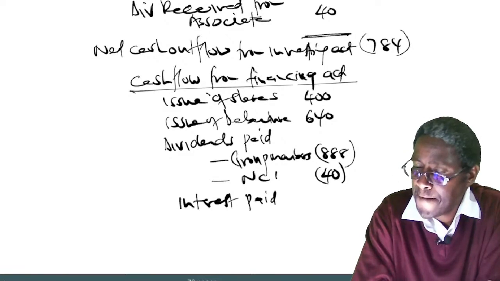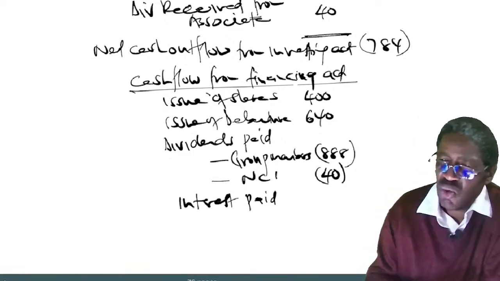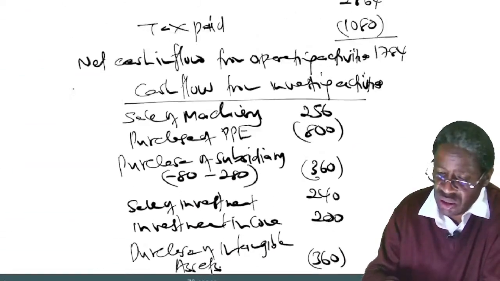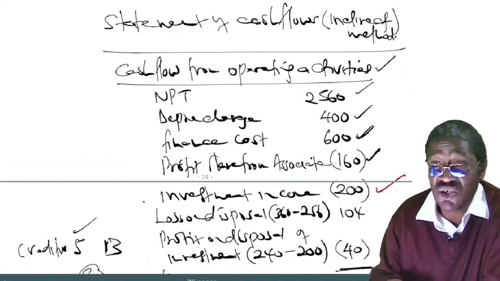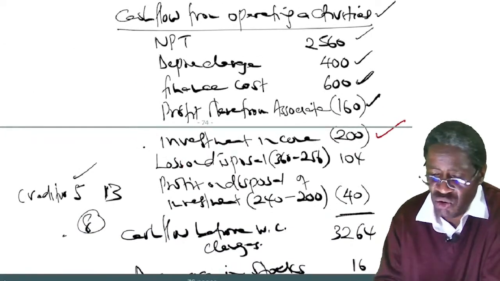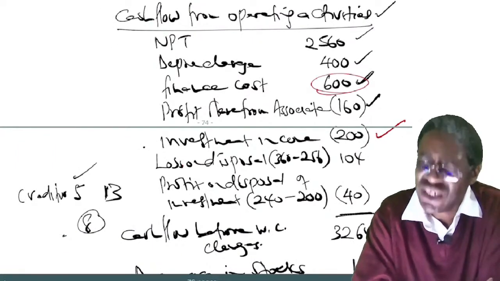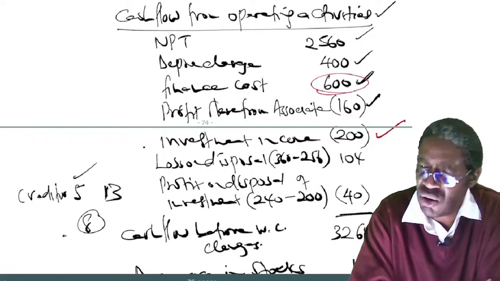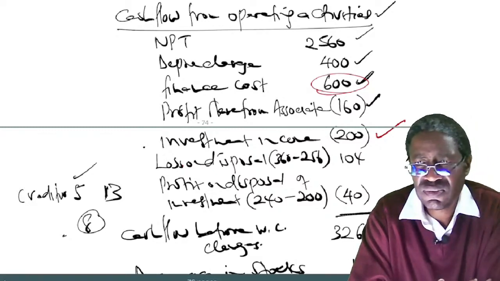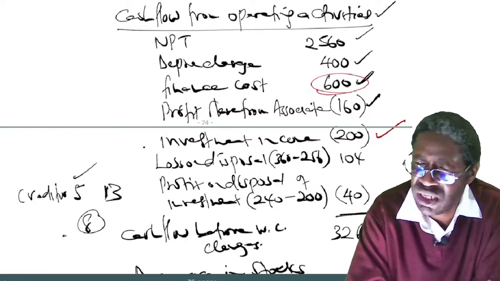Listen. When we were given the P&L account, you remember, we saw there was a finance cost of how much? And I hope you remember this is not something new. Let me just remind you what you did in financial accounting. You see here, the finance cost was 600. From this balance sheet, listen carefully, there was nowhere we came across accrued interest. In other words, there was no liability for interest in the balance sheet.